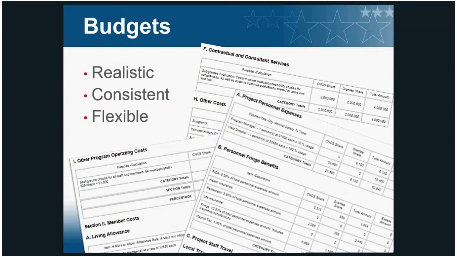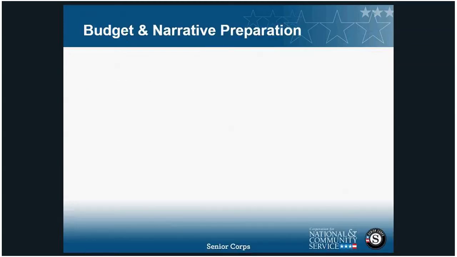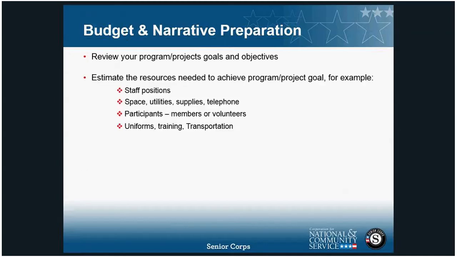Applicants may want to have someone outside the budget review team review the document to check for any holes or inaccuracy. You want to make sure that you review your budget and program goals and objectives, and estimate any resources that are needed to carry out the goals and objectives. Here are some examples: the staff, the space that would be needed, the number of volunteers, and any uniforms or training that are needed.